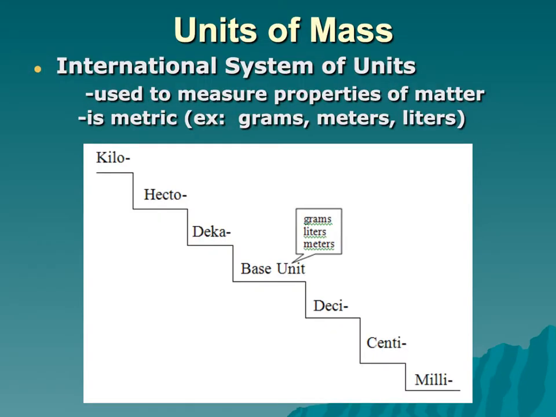For the units of mass, we use the International System of Units, which is the metric system. Our basic units are grams, liters, and meters. All around the world, scientists use the International System of Units, or the metric system, for taking their measurements, even the ones here in the United States. So when we take measurements in class, whether it be measurements of distance or of mass, we are going to make sure that we use the metric system too.